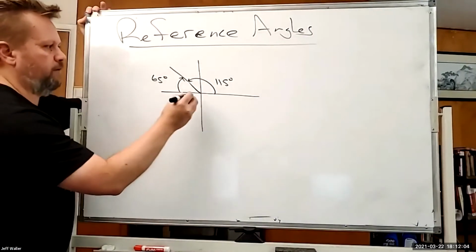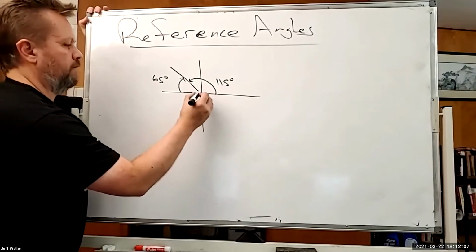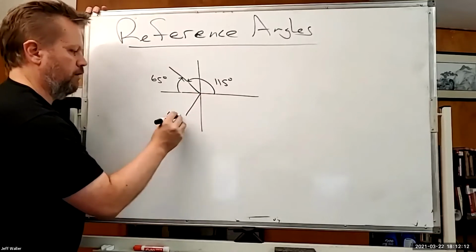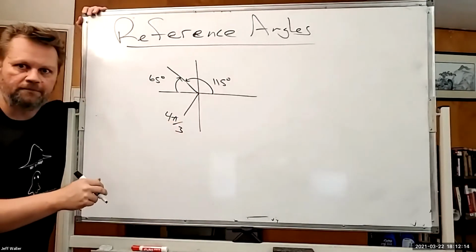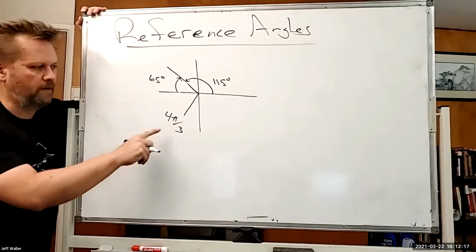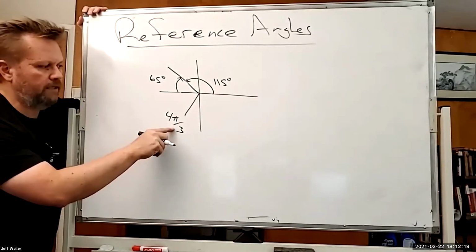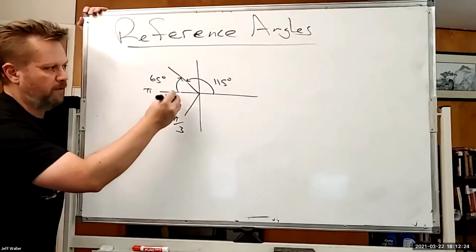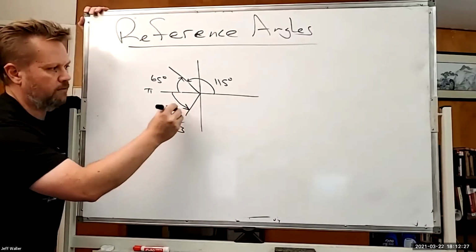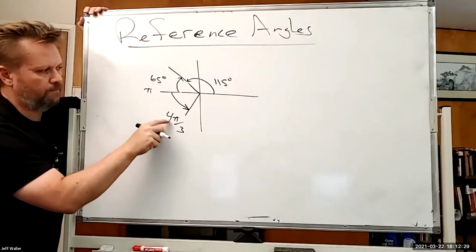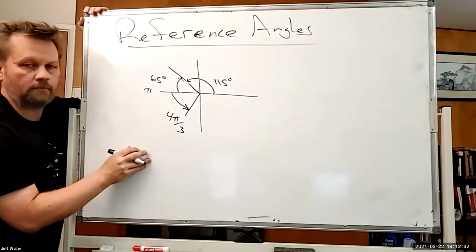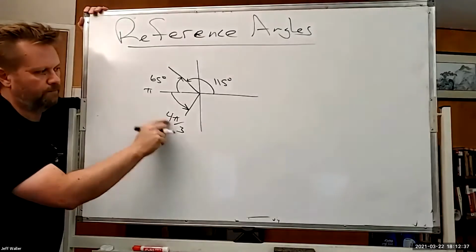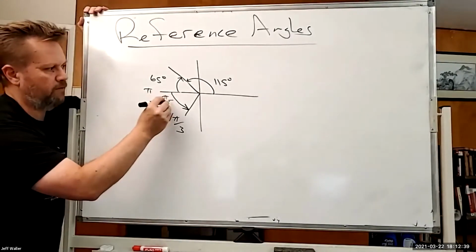So for example, let's try one in radians. What if I was at 4 pi over 3? Why do I know it's here? Because this is pi, so this is 1/3 of a pi. But what would the reference angle here be? It's just how far apart those are. So how much past pi is 4 pi over 3? Pi over 3. So this will be pi over 3 referencing.